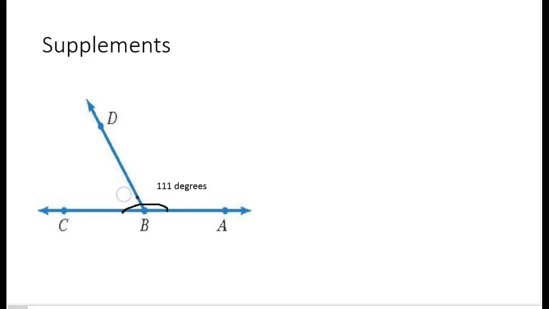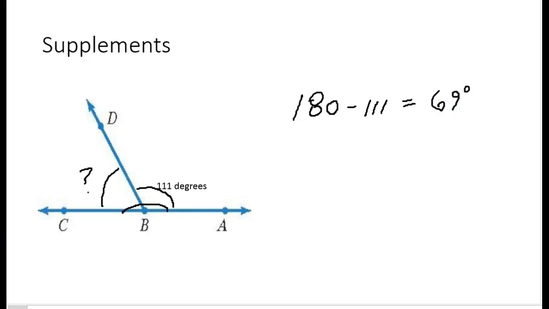Now supplements sum to 180 degrees because they're on a straight line here. That complete measure would be 180 degrees. So if I wanted to know the measure of this angle right here, I've got 111 degrees here. So I would simply say 180 minus 111, and that would give me what? 69 degrees. So 69 and 111 are supplements. Supplements add to 180 degrees.